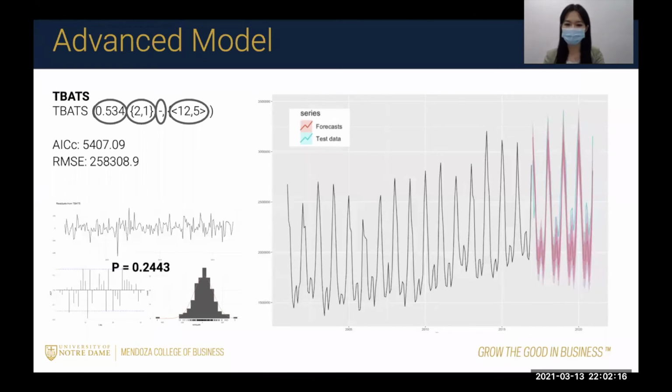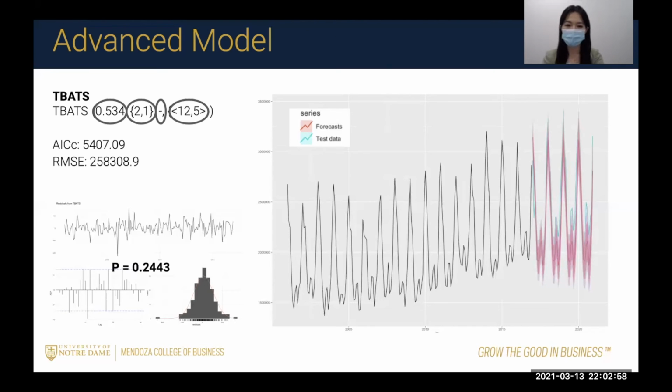Our second additional model is the TBATS model. TBATS model is capable of modeling time series with multiple seasonalities, such as weekly and yearly seasonal patterns. T stands for trigonometric, B for Box-Cox transformation, A for ARMA error, T for trend, and S is for seasonalities. Interpreting this model, we can see that the model has a Box-Cox transformation of 0.534. Error is modeled as an ARMA(2,1) process. 12 seasonal period is used in the model and 5 corresponding Fourier terms used for each seasonality.